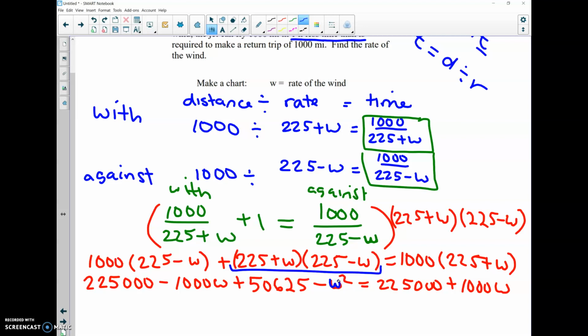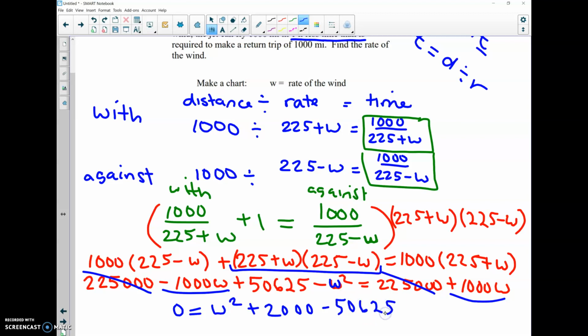So we're going to move everything to the right. Notice both sides have a positive 225,000. So when we move this guy over to the right, they actually cancel out. Be careful. The same does not hold true for the 1,000s. This is negative 1,000, so when we move it over to here, we're adding 1,000 to the already 1,000W. So we have 0 equals W squared plus 2,000W minus 50,625. Oops, I forgot a W here.